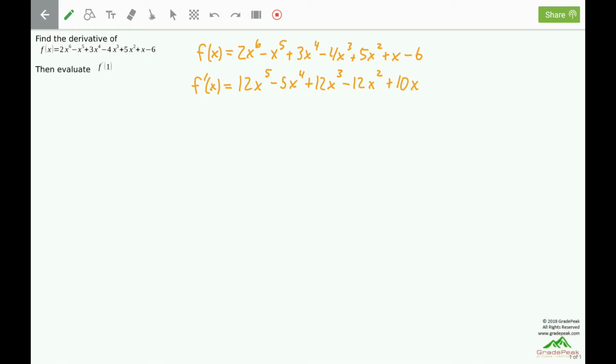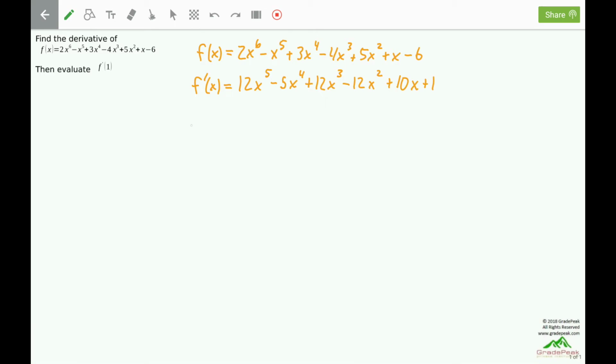The next term is a constant times x to the first power. The derivative of a constant times x to the first power is the constant. Now the constant there's a 1. It's 1x, so the derivative of that will be 1. And then the last term, the negative 6, is a constant with no variable at all. The derivative of a constant with no variable is a 0. So there's f prime of x.